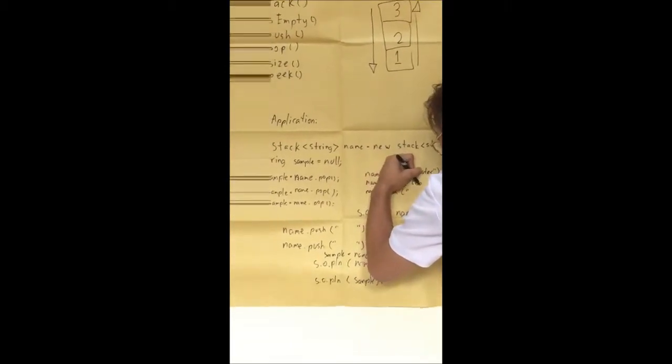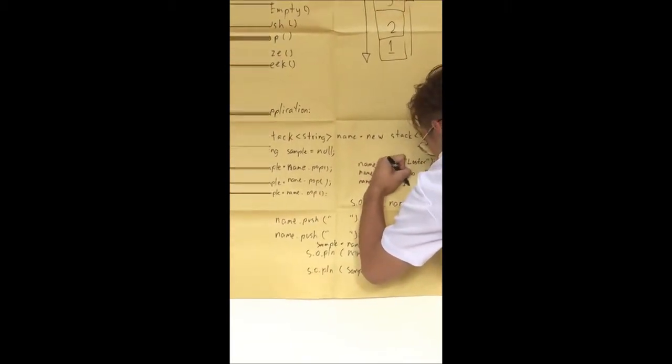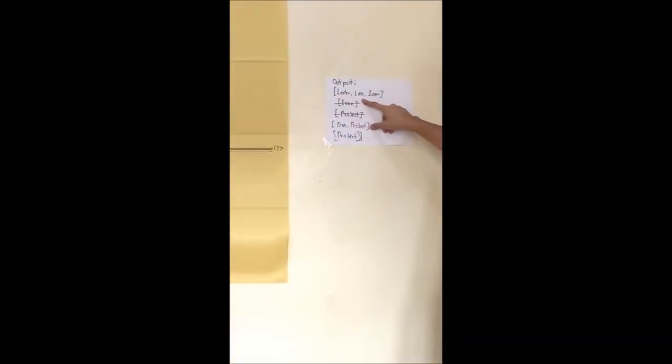So if we put Lester, the string, and then Leo and Ivan, that would be entered, and the stack would be simple. System.out.println(name), the display would be Lester, Leo, Ivan.